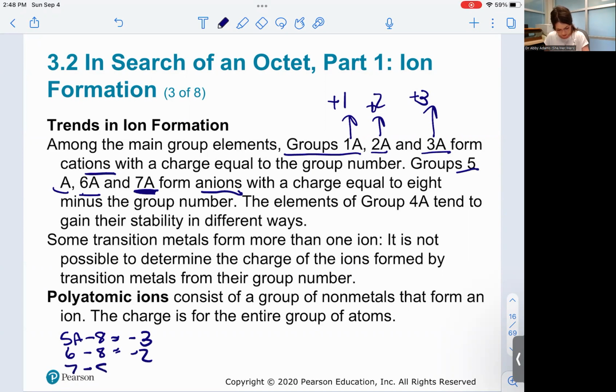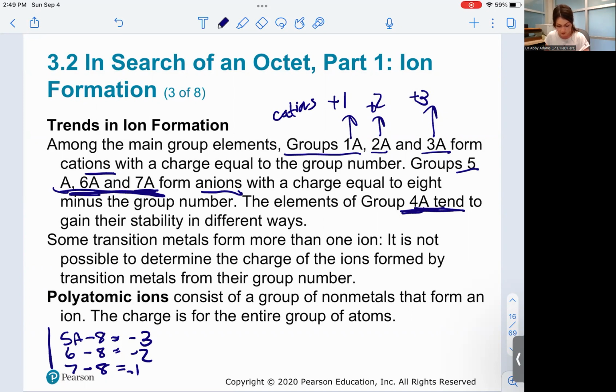And if we're going to have 7 minus 8, we're going to have a minus 1 charge for that anion. Okay. So here we're talking cations in groups 1 through 3. And here we're talking anions, all right? It has to do with the energy it's going to take to lose or gain those electrons, okay? 4A is going to be a little bit different. But for 5, 6, and 7A, you can use this general rule, right?